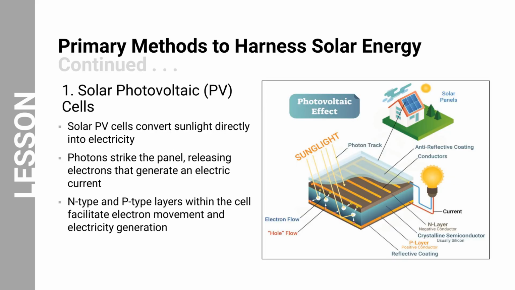Solar photovoltaic cells work by capturing light and converting it directly into electricity. These specialized panels contain semiconductor materials designed to interact with sunlight in a unique way. When photons, tiny particles of electromagnetic radiation, strike the panel, they cause electrons to break free from their atomic structure. These electrons create an electric current, turning sunlight into usable electrical energy. This happens through carefully engineered layers of N-type and P-type materials that have different electrical charges, which facilitate the movement of electrons and generation of electricity.